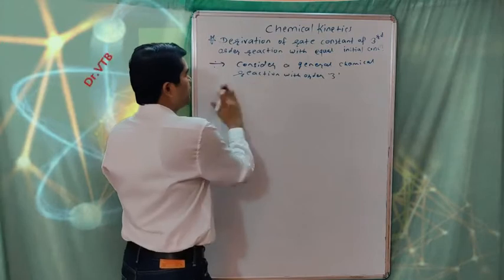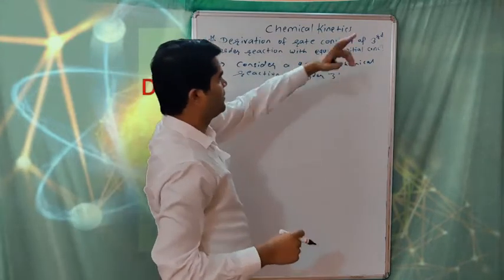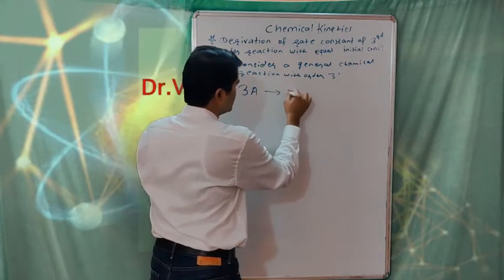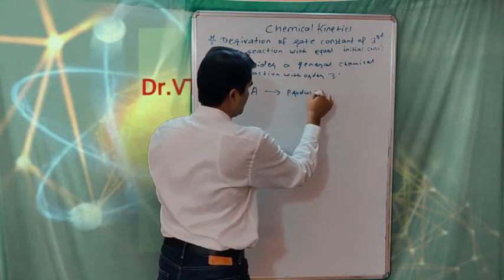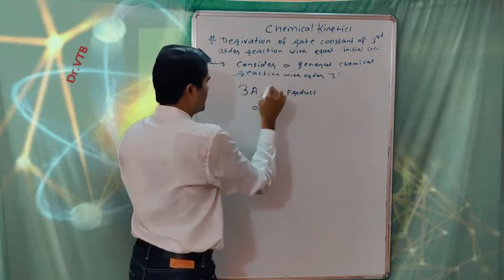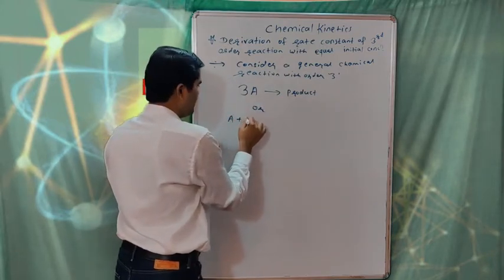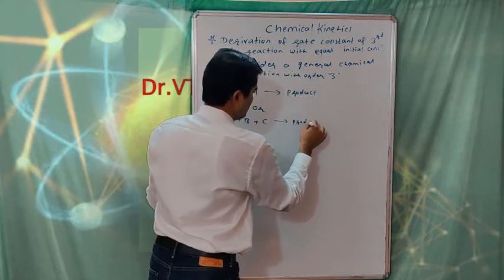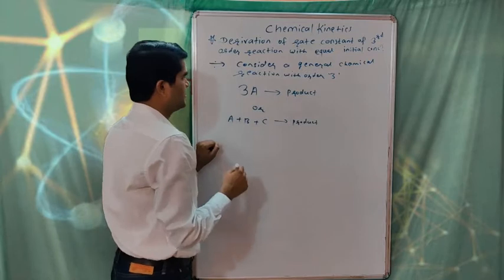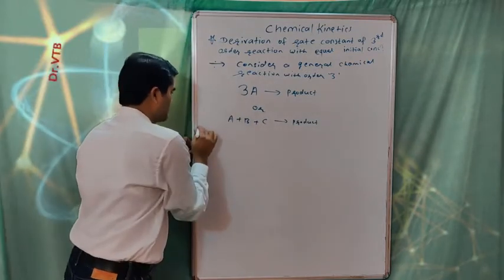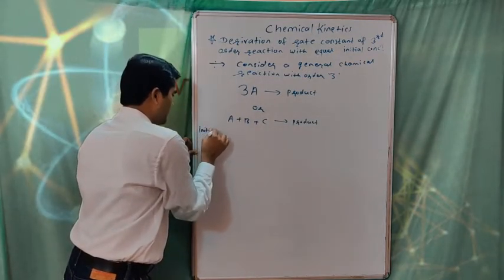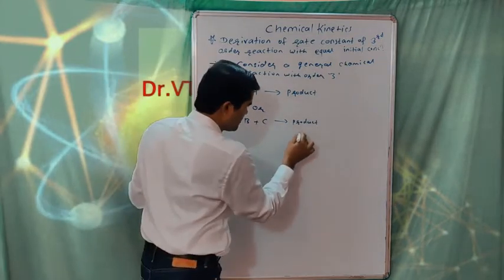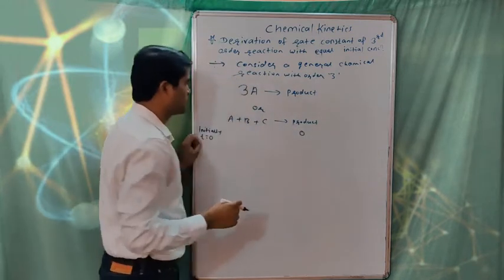So two ways we can consider, because equal initial concentration is there. Either you can write 3A gives product, or another way we can consider A plus B plus C gives product. So in this case, or this case also, no problem. Initially, when time is 0, as usual, we have discussed product was not formed, so concentration of product is 0.